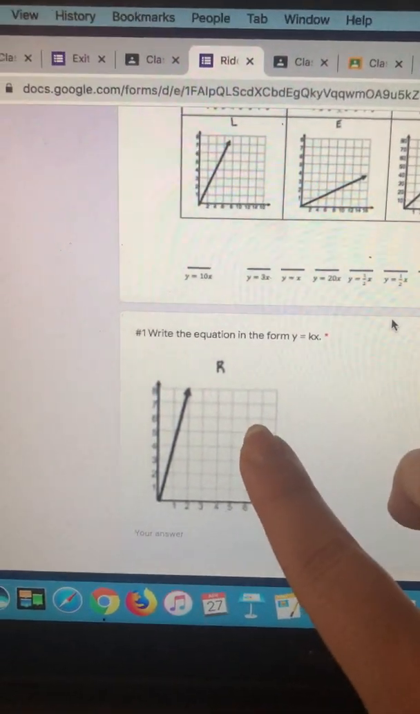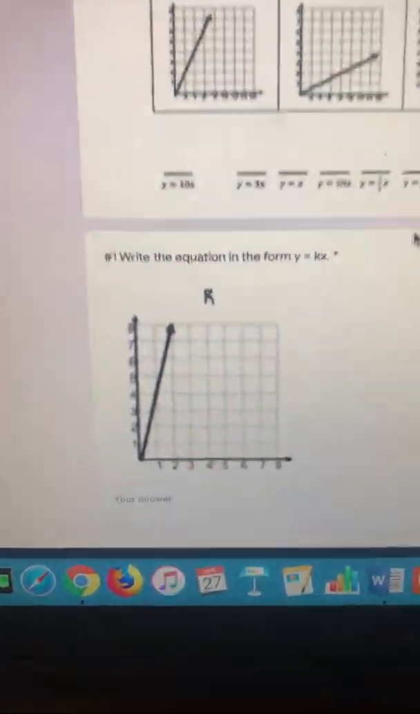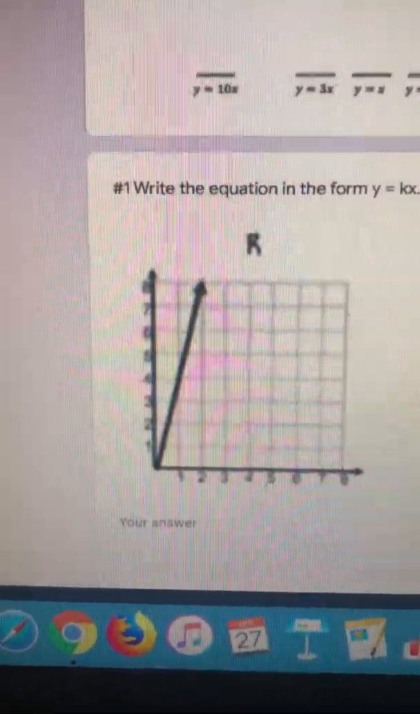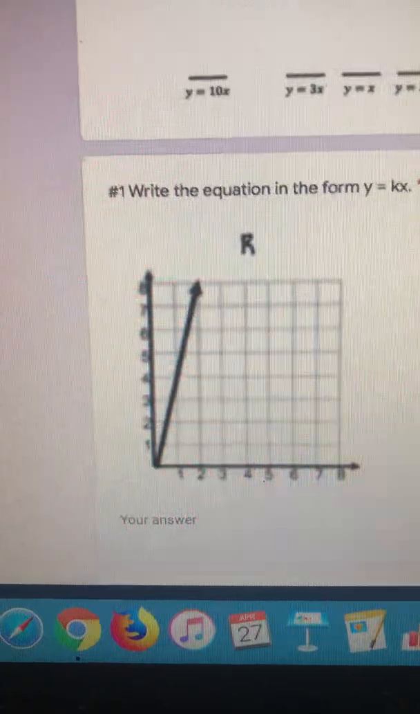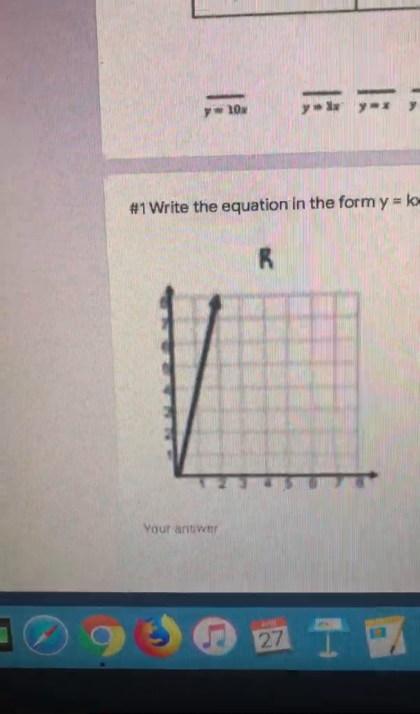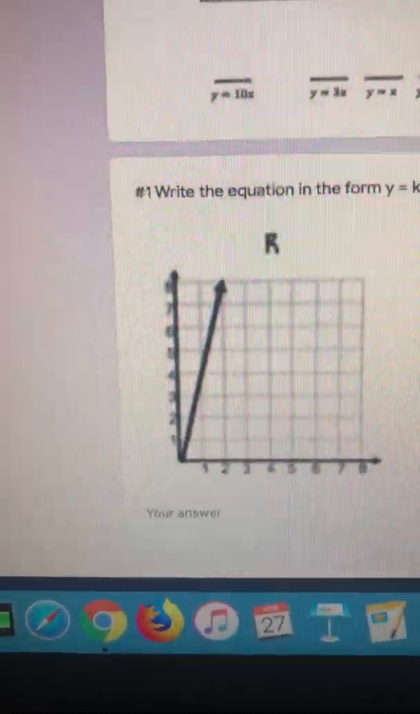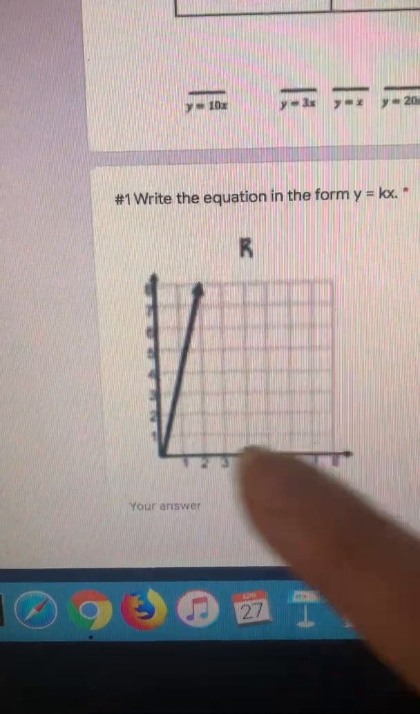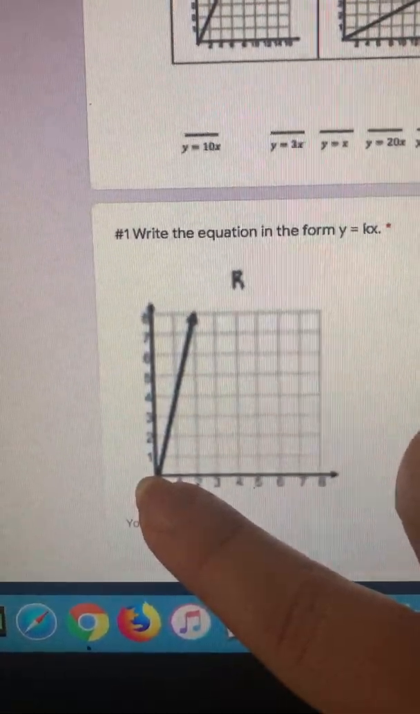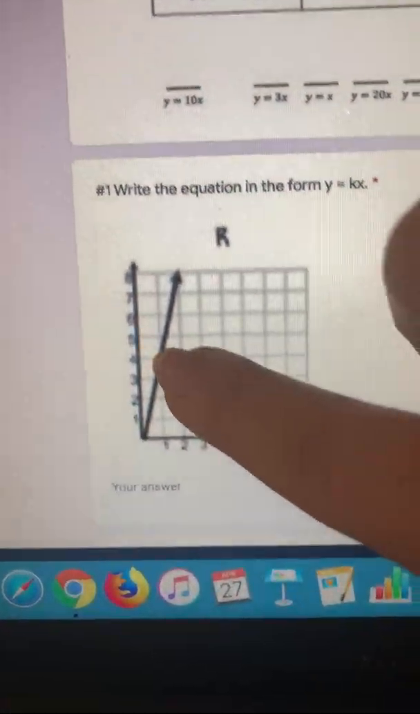So for example, the first one is the letter R. So you're going to look at this graph and come up with what the equation is. To find the equation, you are looking for the constant in the graph. The way we find the constant is by looking for those 2 nice points and figuring out, okay, what is the rise? What is the run? So if I'm looking at this graph, the 2 nice points I see would definitely be 0, 0. And then the other point I see is right here. And this point is 1, 4.